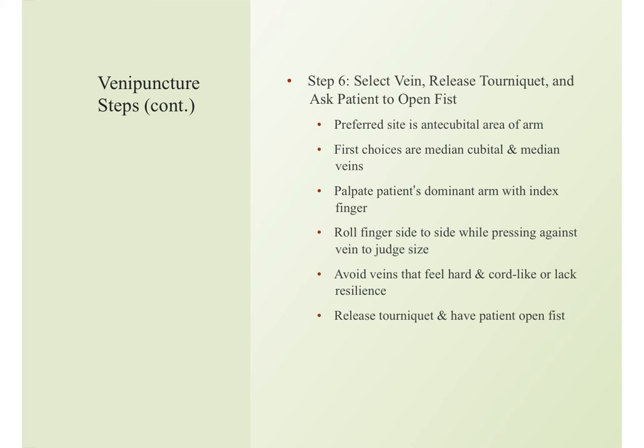So, our preferred site is the antecubital area of the arm. There's a whole video that I want you guys to watch on vein selection, and that's going to go deep into what our choices are and in what order we draw from. Okay, when we palpate, that is to touch. When we touch, we are looking for the bounce, right? And we'll roll our fingers side to side while pressing the vein to judge the size.